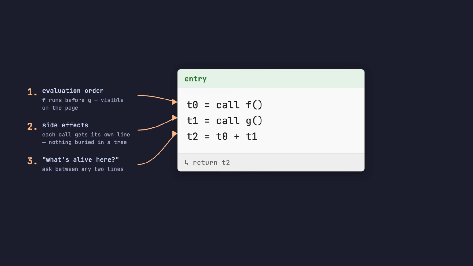3 things this format unlocks. First, evaluation order is easier to reason about. We can see whether f runs before g simply by running over the flat list and seeing which comes first. Second, side effects can't hide. A call is 1 line, not buried 7 levels deep in a tree. Third, we can ask what's alive here, point at any line and list which variables might still get read. We won't use any of these today, but they will make our future work in C2 and C3 a lot easier.